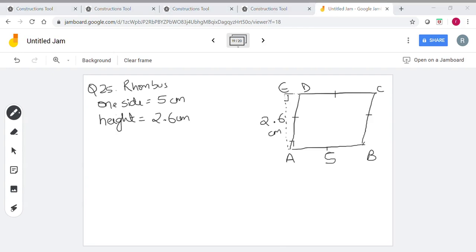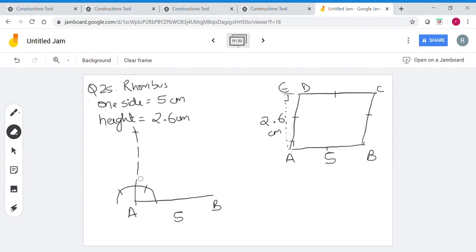Again, this point E. So I draw AB, first step, the length being 5. Next I know is the height. The height is 2.6, which means I make a 90 degree angle here. Oh, this should be a dotted line because this is not required. This is outside the diagram. From A, I mark E because I know the height, it is 2.6 centimeter.